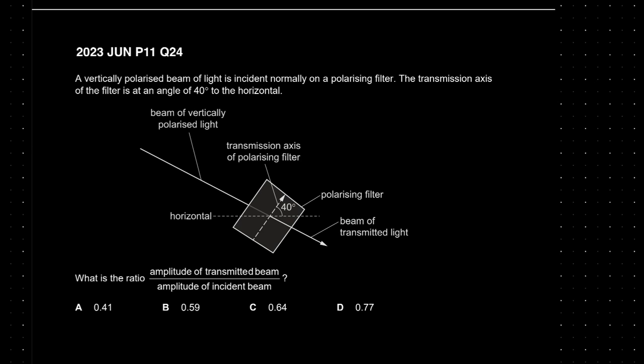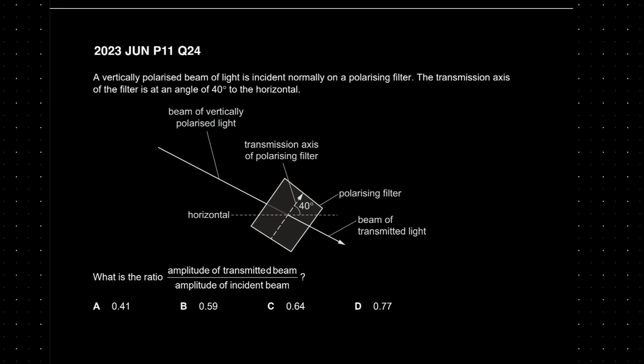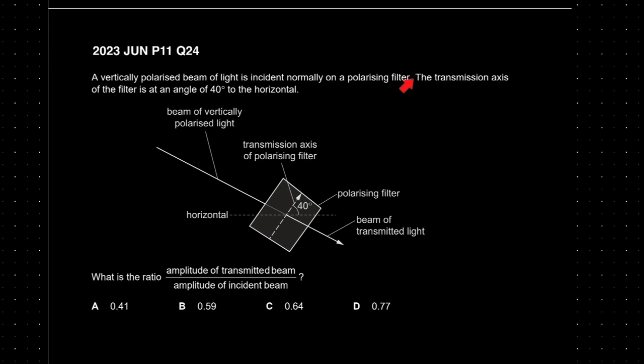All right, another question. A vertically polarized beam of light is incident normally on a polarizing filter. The transmission axis of the filter is at an angle of 40 degrees to the horizontal. What is the ratio of the amplitude of the transmitted beam to the amplitude of the incident beam? Again, the light which is coming in is vertically polarized. This angle that is given to you is given with respect to the horizontal.